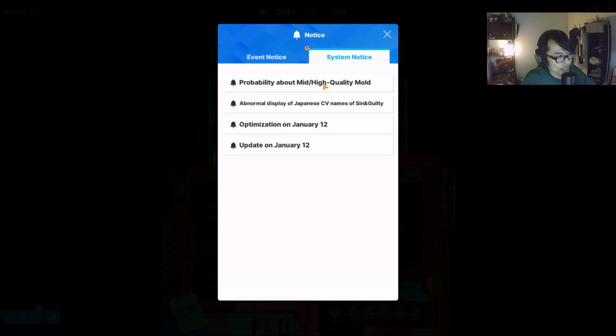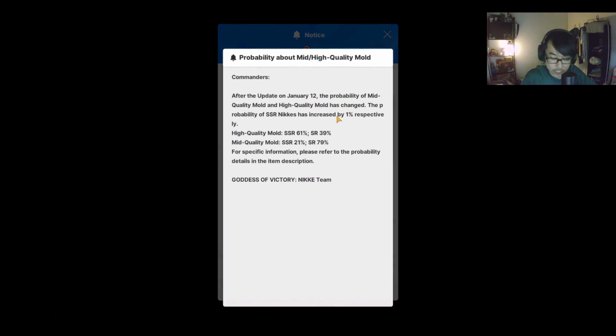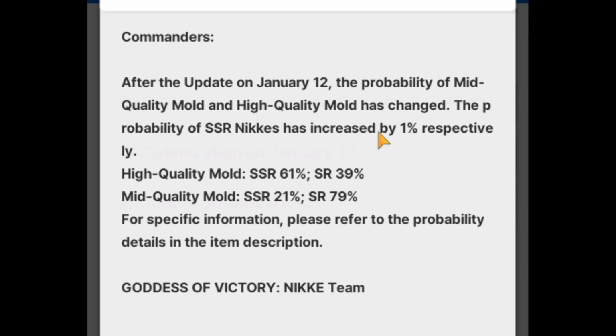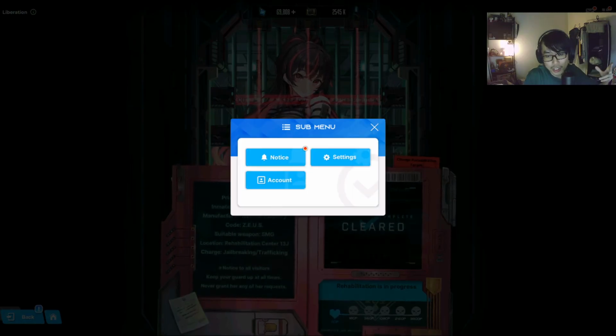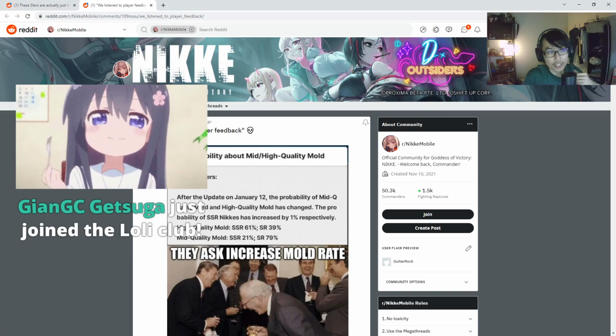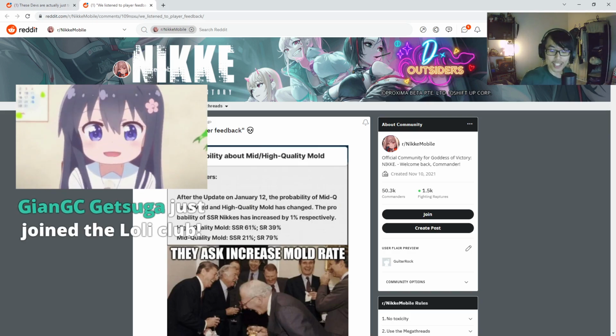What happened is in the mall, they decided to increase the mall rates by 1%. So before this was 60%, now it's 61%. Mid-quality mall before this was 20%, now it's 21%. So I'm curious to see what Reddit has to say. Yo, what does Reddit have to say?